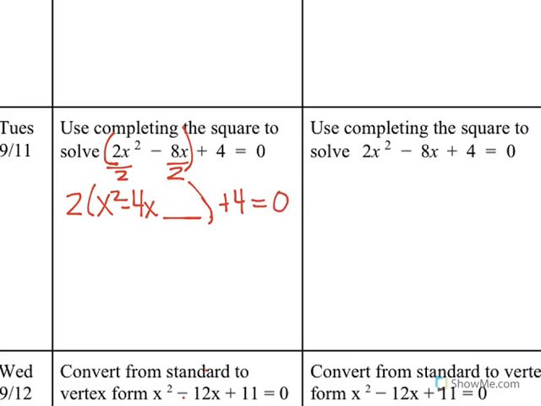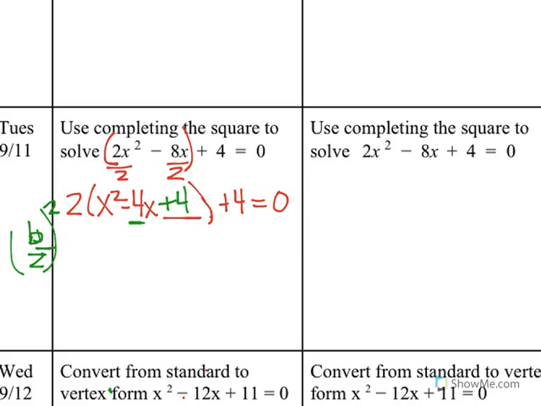So similar to yesterday, we take b and we divide it by 2 and then square it to fill in that hole. So b is -4, -4 divided by 2 is -2. -2 squared is a +4. Now I'm going to add a 4 in there.